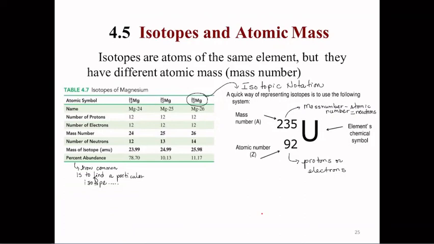Okay, I just wanted to make sure I wrote that down correctly. Thank you. Yes, so for neutrons, you always take the mass number minus the atomic number. That always gives the neutrons. Thank you. No problem.